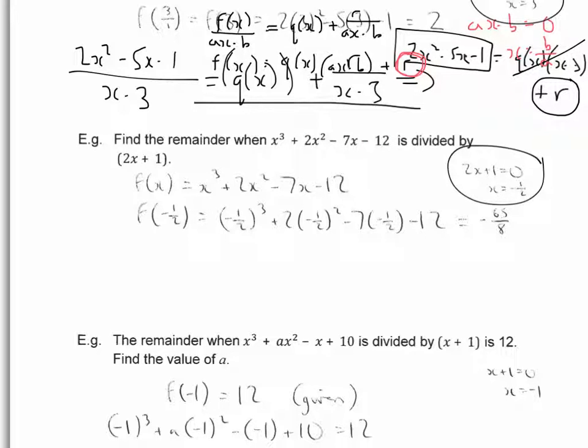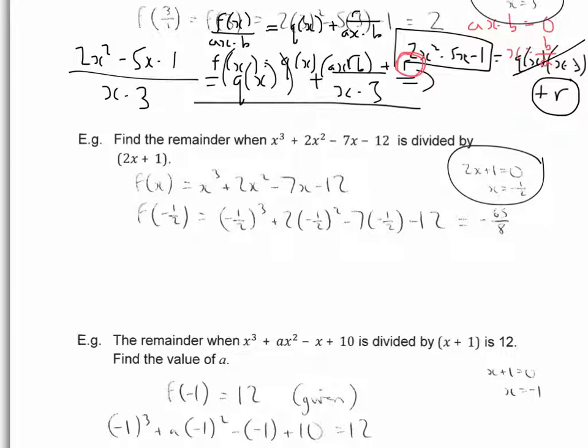So I take my minus a half, plug it into this, so that'll give me minus a half cubed, plus 2 lots of minus a half squared, minus 7 lots of minus a half, minus 12. And I get my final answer, minus 65 over 8. That's the final number that you would end up with if you did the division and divided 2x plus 1 into this.